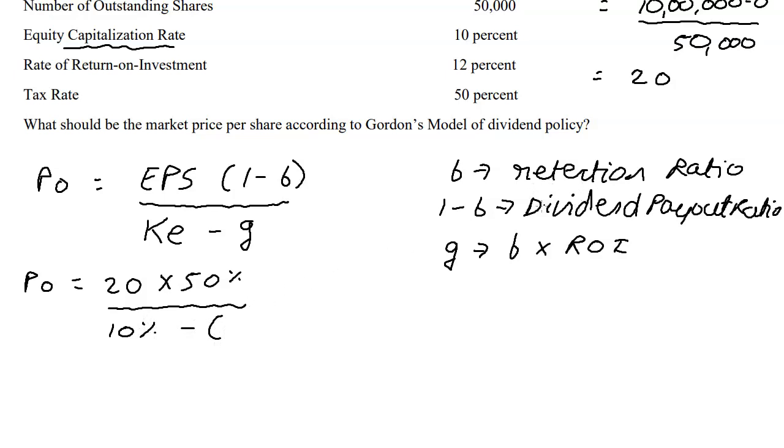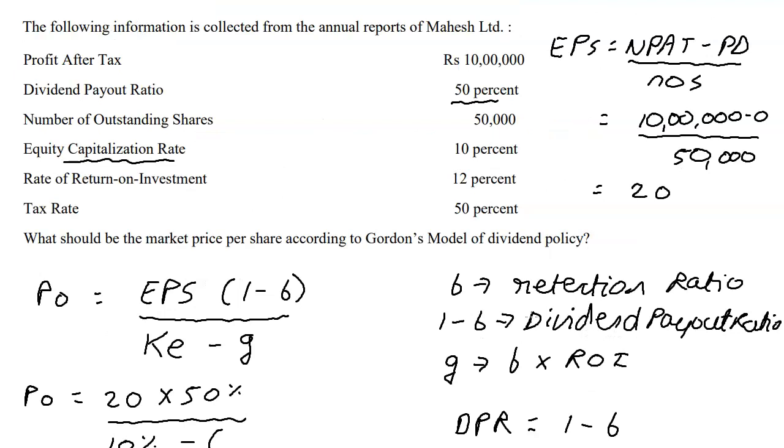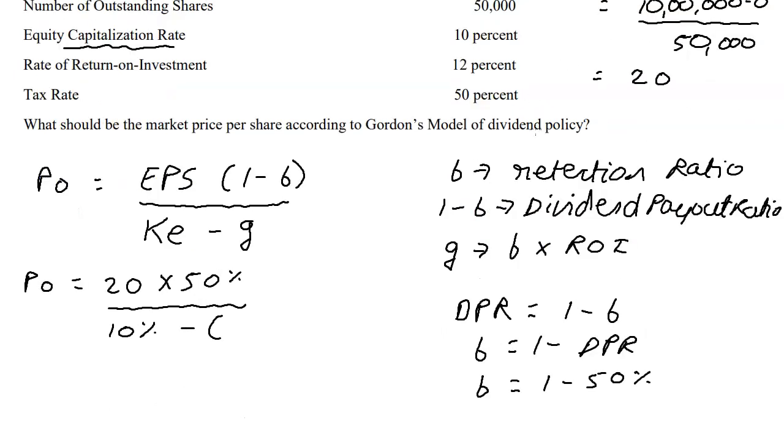And now remember, if dividend payout ratio is equal to 1 minus retention ratio, then in that way we can also think of retention ratio as 1 minus dividend payout ratio. That means retention ratio is equal to 1 minus 50%, because the dividend payout ratio is 50%. So B is equal to 1 minus 0.5, because 50% in decimal is 0.5, and we get 0.5, or 50%.